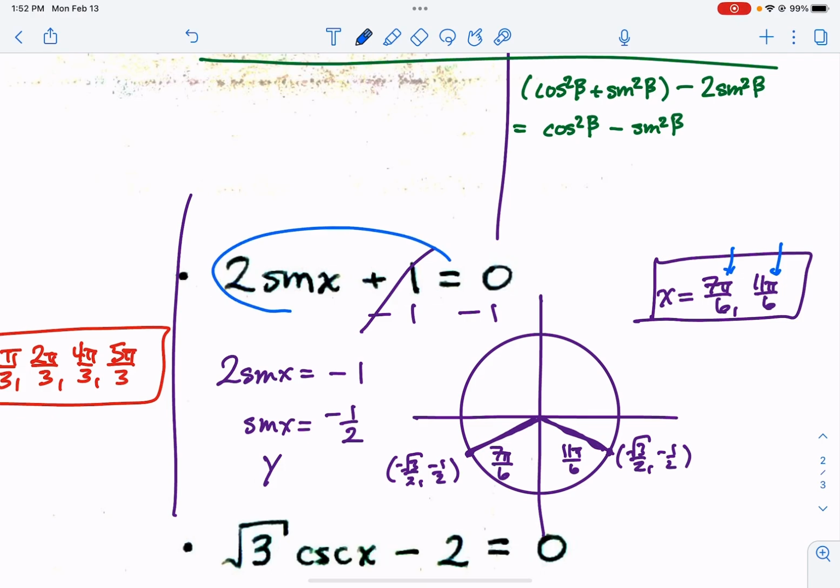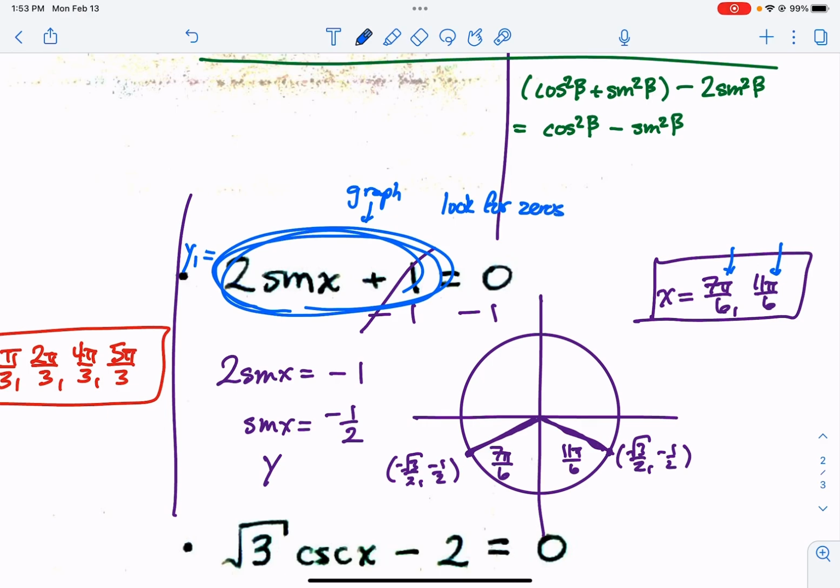You could graph this left side right here in your TI calculator. Just say y1 equals this stuff on the left here. And then you could also look for the zeros. So where does that graph touch my x-axis in any way? Whether it passes through it or whether it just touches it and bounces off, those are going to be solutions to this equation.